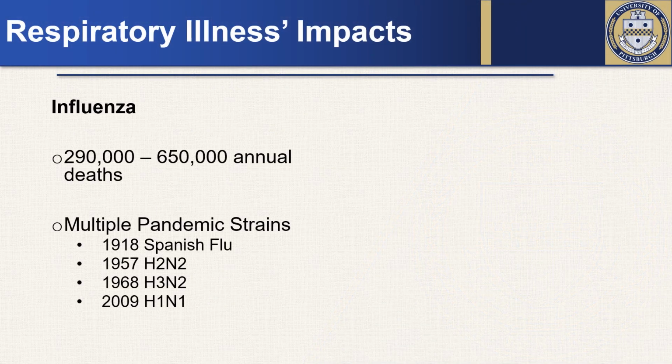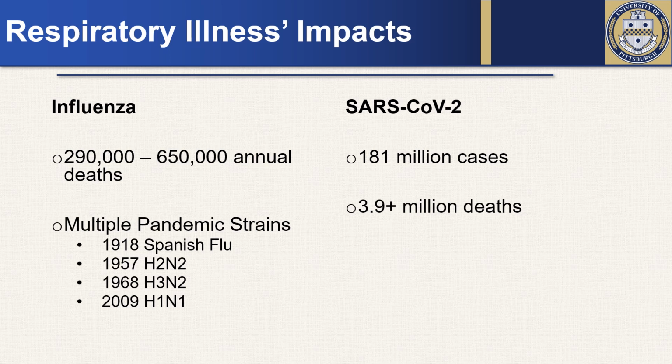Let me start this presentation with some perspective on respiratory illnesses. Respiratory virus infections contribute significantly to death rates worldwide. Seasonal influenza viruses alone are responsible for between 290,000 and 650,000 annual deaths, and occasional, highly pathogenic pandemic strains can emerge, such as the 1918 Spanish flu, 1957 H2N2, 1968 H3N2, and 2009 H1N1 flus, which all resulted in significantly higher mortality rates. COVID-19 is possibly the defining healthcare crisis of the current generation, with tens of millions of global cases and more than 3.9 million reported deaths.